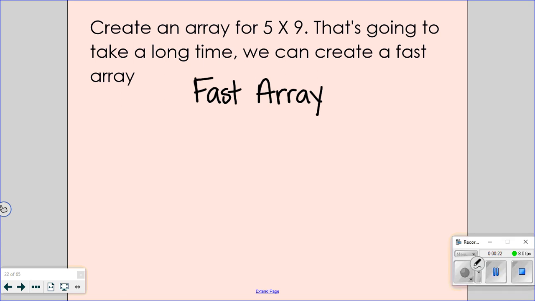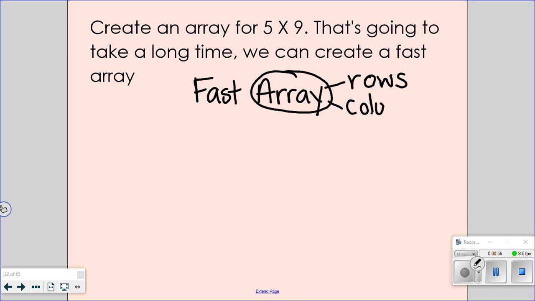So far, we know how to make an array. Circle that word array. Can someone tell me what arrays are made of? If you were to look at an array, what would you see? Emma, what might I see in an array? I would definitely see rows. I'm writing, that means you are writing. And I would see columns.